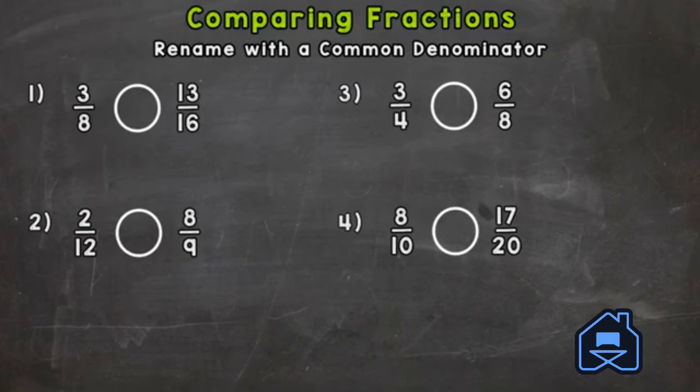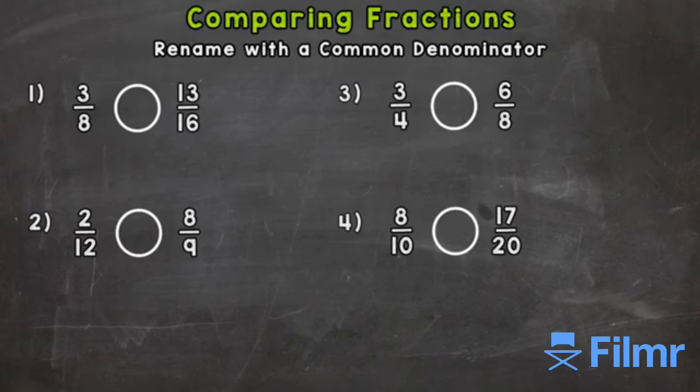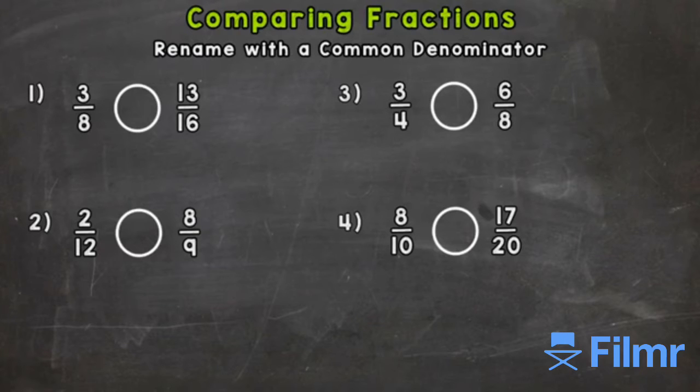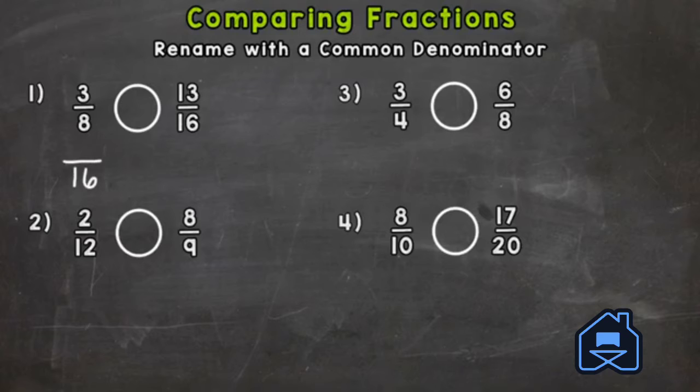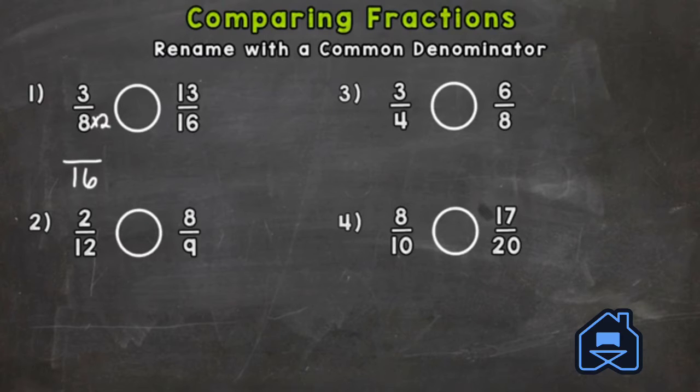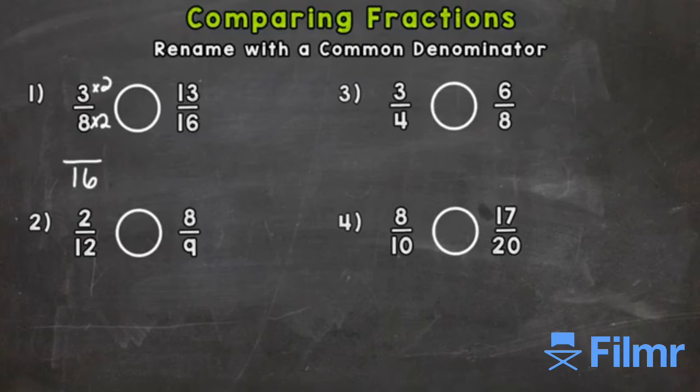So let's take a look. We have 3/8 and 13/16. So obviously we don't have a common denominator there, so we need to find one and rename. And the common denominator for an 8 and a 16 is 16. So let's rename this first fraction, and I'm going to do it underneath there where I wrote that 16. Well, I know 8 times 2 will give me 16. So in order to find an equivalent fraction, we need to do the same thing to the top. So 3 times 2 is going to give me 6.